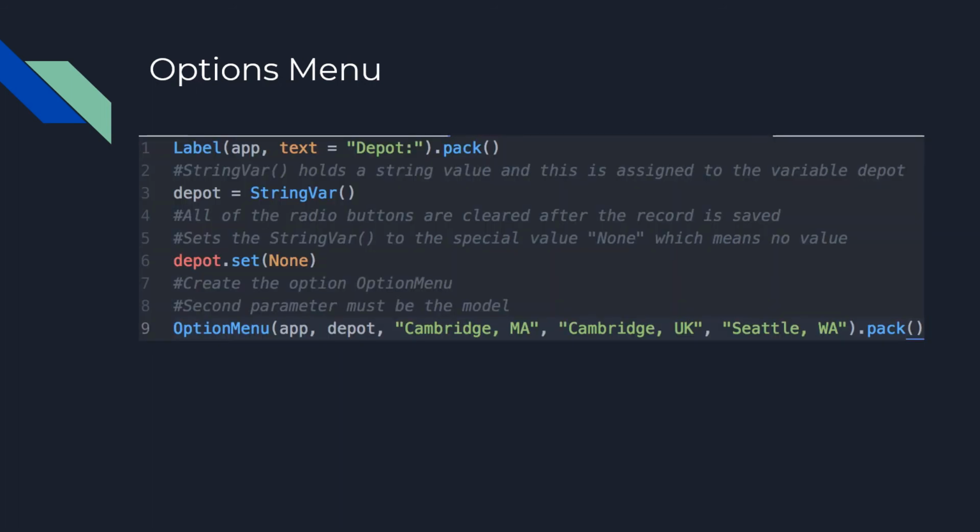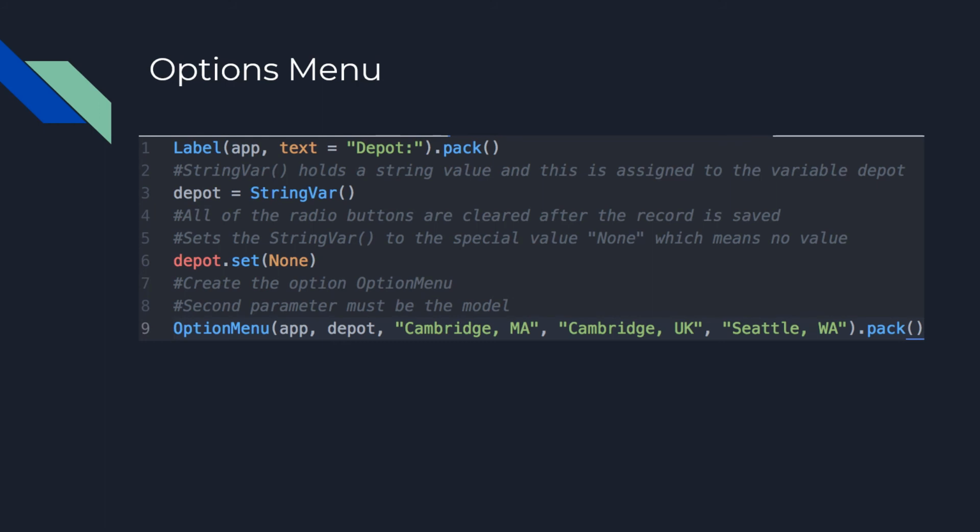So the option menu code looks like this: label app, comma, text equals depot, point pack, and then depot equals string variable, which is the same as the previous code, and depot point set none, which is the same as the previous code. However, the thing that changes here is option menu, comma, app, comma, depot, comma, Cambridge, comma, MA, comma, Cambridge, comma, UK, comma, Seattle, comma, WA, point pack. So we have listed all the options in a single line, and we have put it into an option menu. So the 3 lines have been decreased into 1 line.